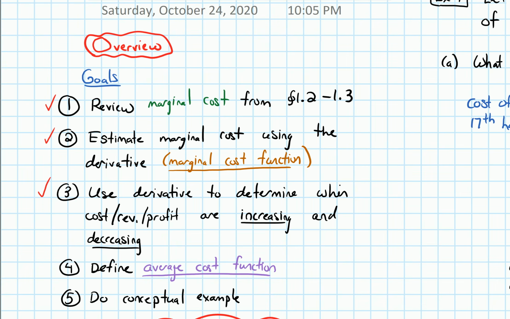In terms of our goals for this section, we have done goal 4. We've defined the average cost function and done an example to get comfortable with how we compute the average cost, and also how we determine where it's increasing or decreasing using our method with the derivative involving sign charts. So in the next video, we will do a conceptual example.